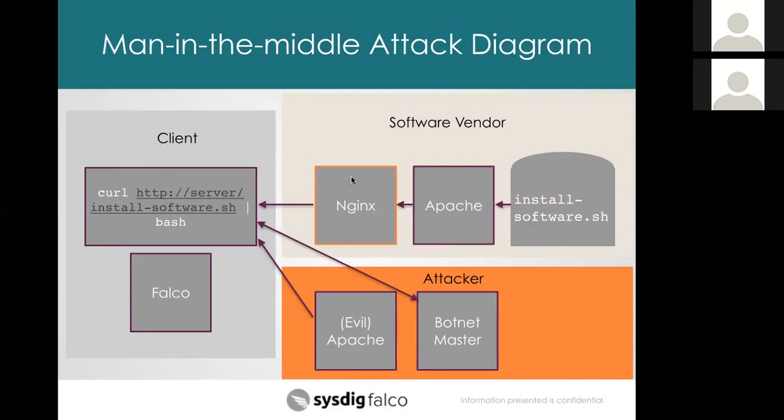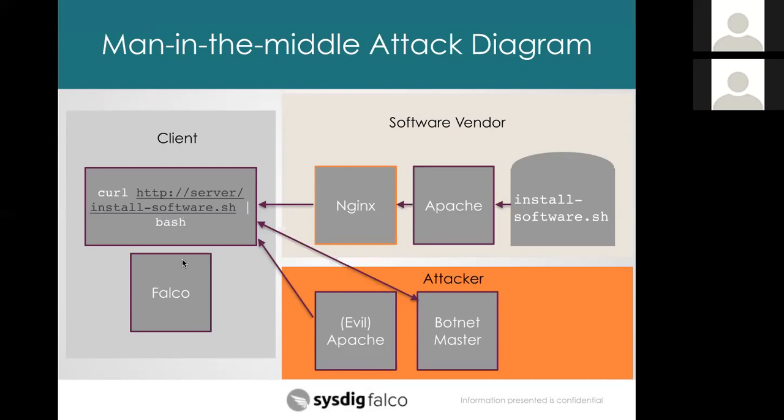If they get into this Nginx machine, they have the ability to change the contents of this installation script on the fly as it's being downloaded to the client. The client's the box on the left, running curl install software, piped to bash. It's probably running it as root because that's how you install your software, but that's incredibly attractive to the attacker because they can basically install and run arbitrary software on the client as root. So that's a horrible, horrible situation to be in.